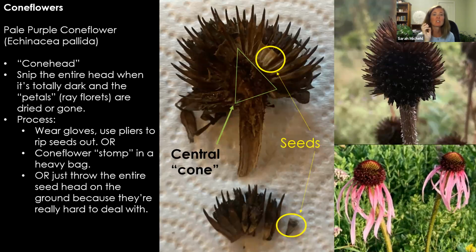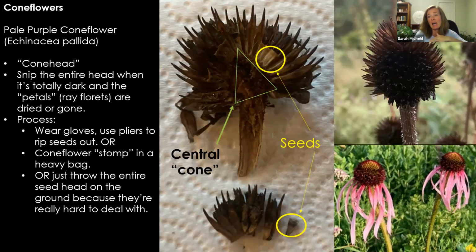All right. So the way I collect these when they're dry and brown and crunchy is I literally just take some scissors and clip directly under the cone head itself and put the entire thing into a paper bag.